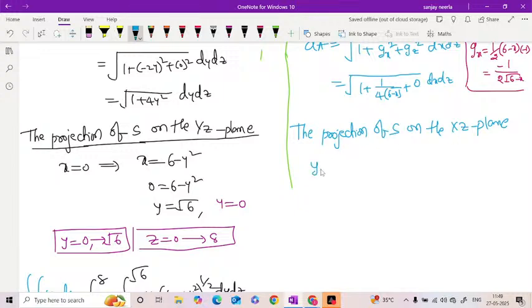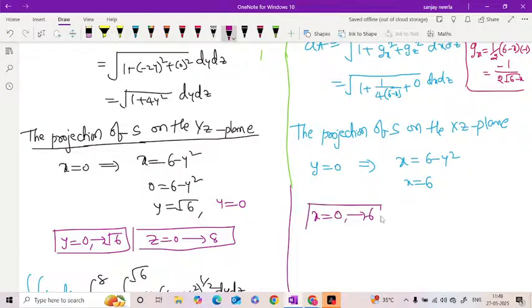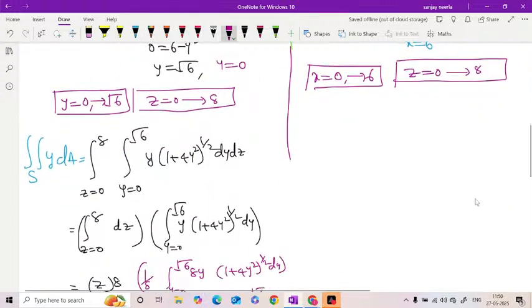In this one, we have to assume y is 0, because it is the projection on the xz plane, so the y value is 0. What is our equation? x is equal to 6 minus y square. After substituting the y value 0, we get x is equal to 6. That means now we have the limits: x limits are 0 to 6, and z limits are 0 to 8.